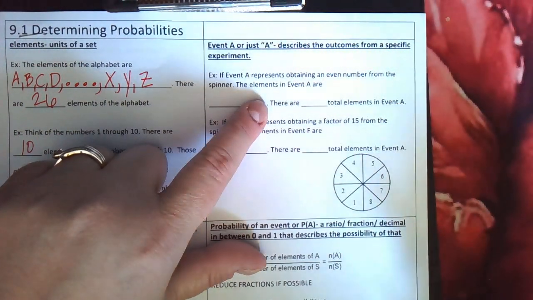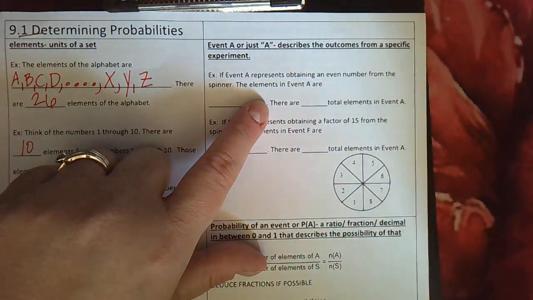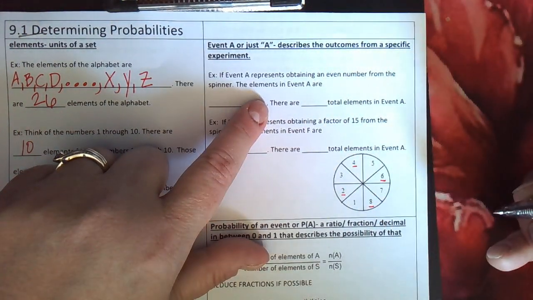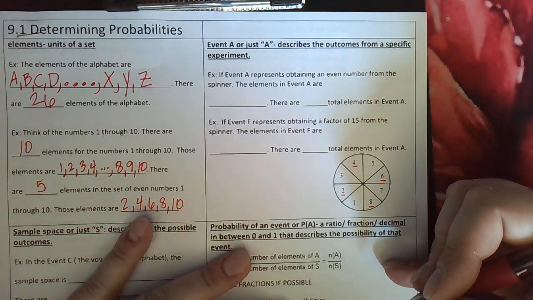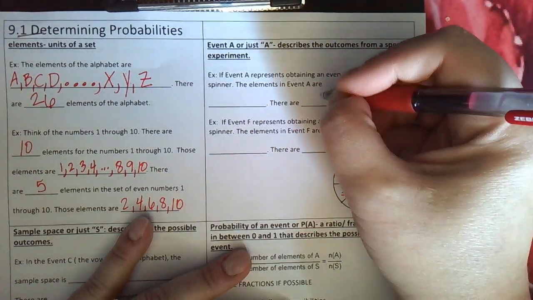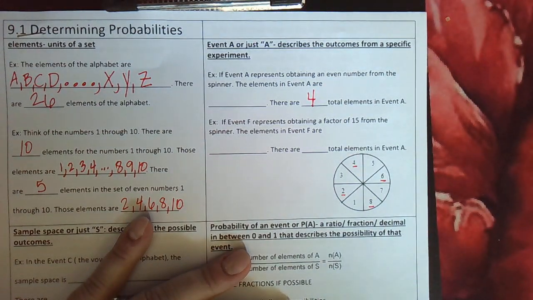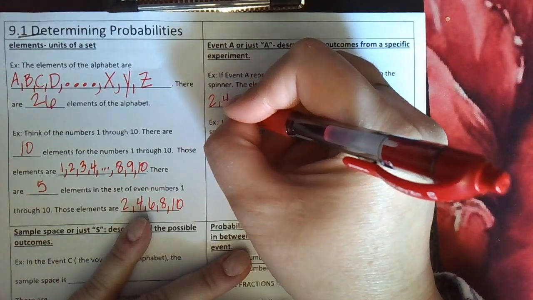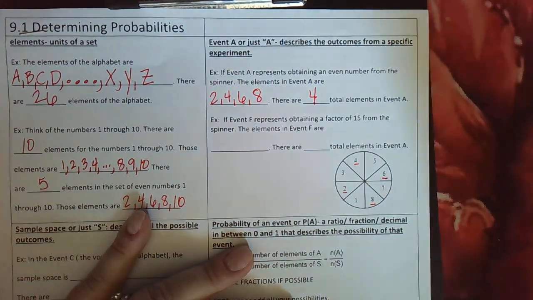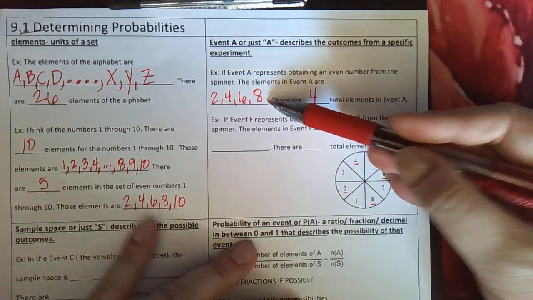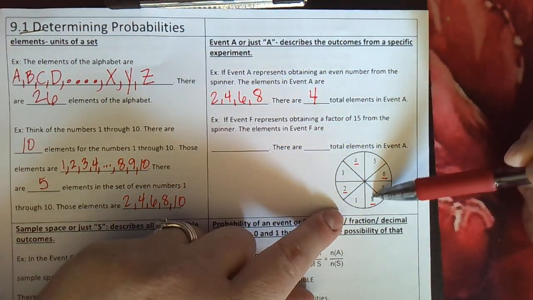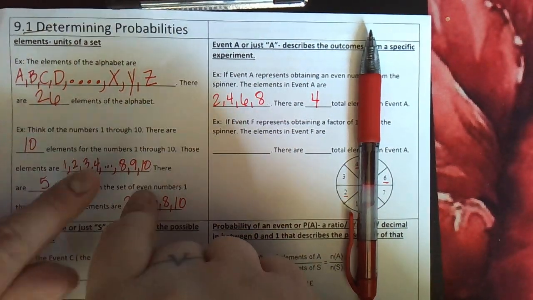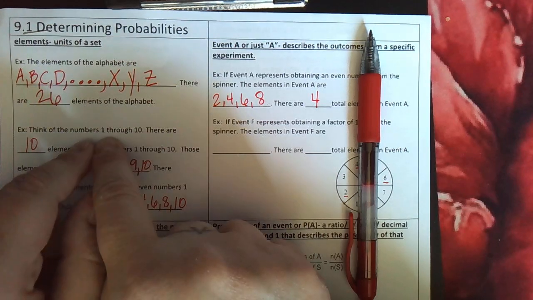Okay, example, it says if event A represents obtaining an even number from the spinner, the elements in event A are, okay, so here's the spinner, and where are the even numbers? 2, 4, 6, 8. So those are 4 total elements, and the actual elements of event A are 2, 4, 6, 8. I'm not going to write down the number 10 because 10 is not in this spinner. Over here on the left, when we were doing that problem, we included 10 because they said 10 in the problem. 1 through 10.